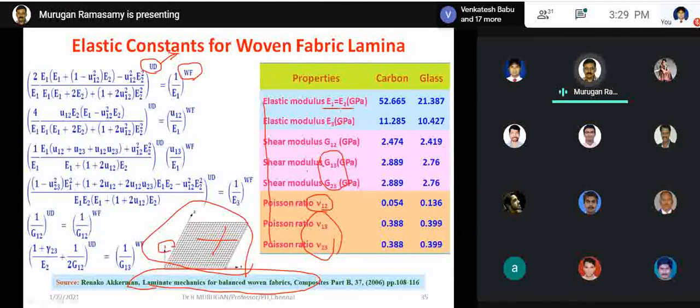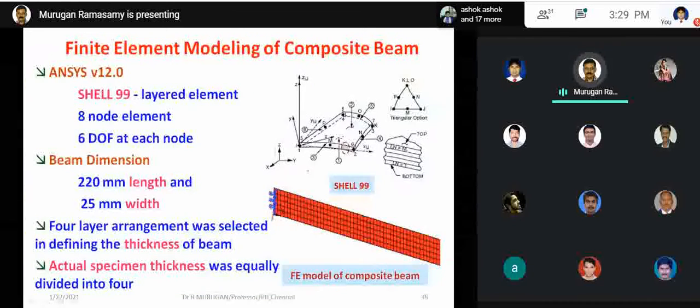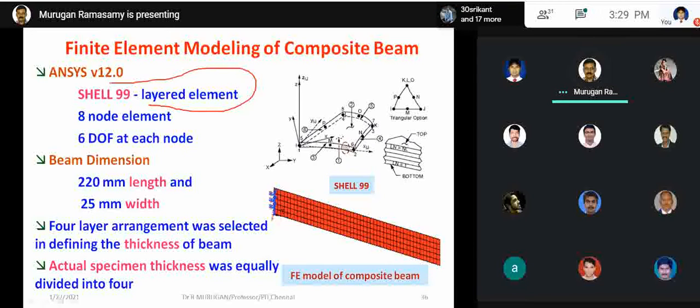Now using these 9 constants, we are going to make a finite element model. Here we use the ANSYS software. In ANSYS, there are many elements available for modeling composite material. Here we choose the SHELL99 layered element. There are many elements available nowadays, but we have selected SHELL99, which is an 8-node element with 6 degrees of freedom.